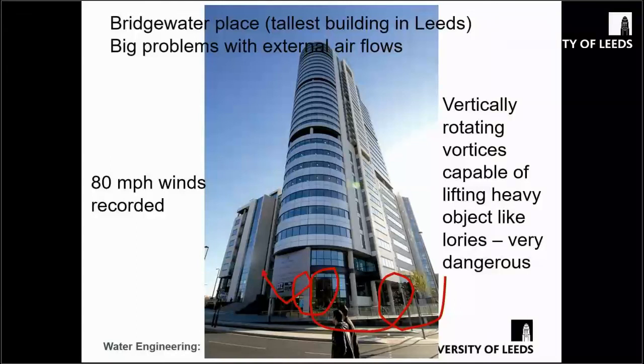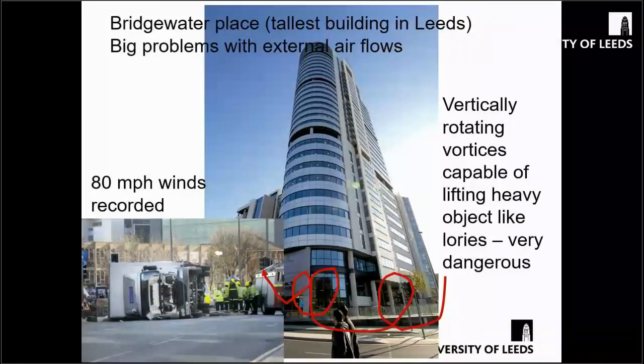You got 80 mile an hour winds, and at some point some lorry got turned over there, and actually someone did die, which is why they closed that road off during high winds, and they also put some structures in there to change the airflow around the building.